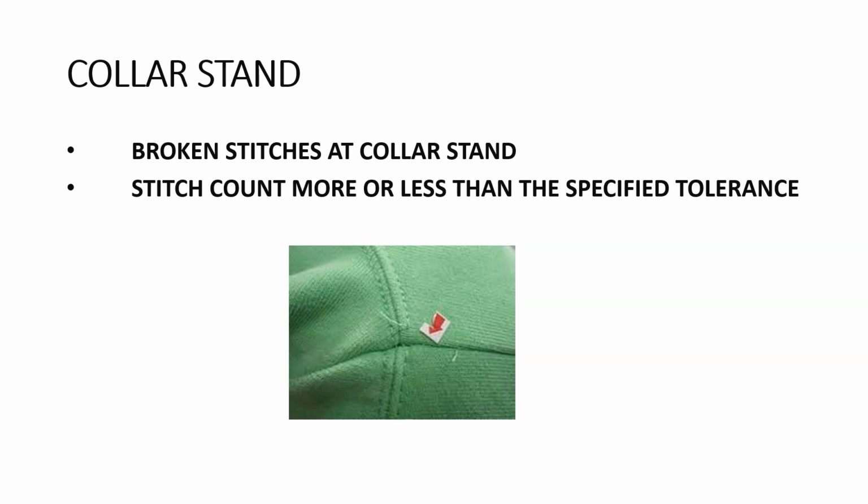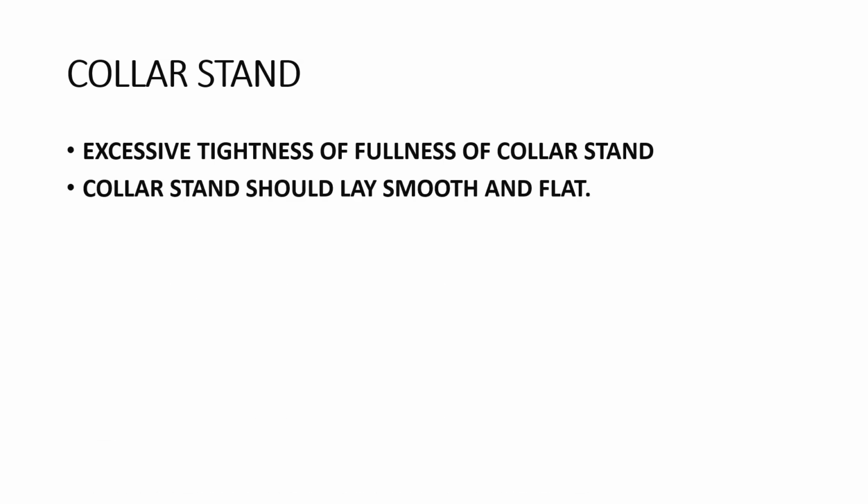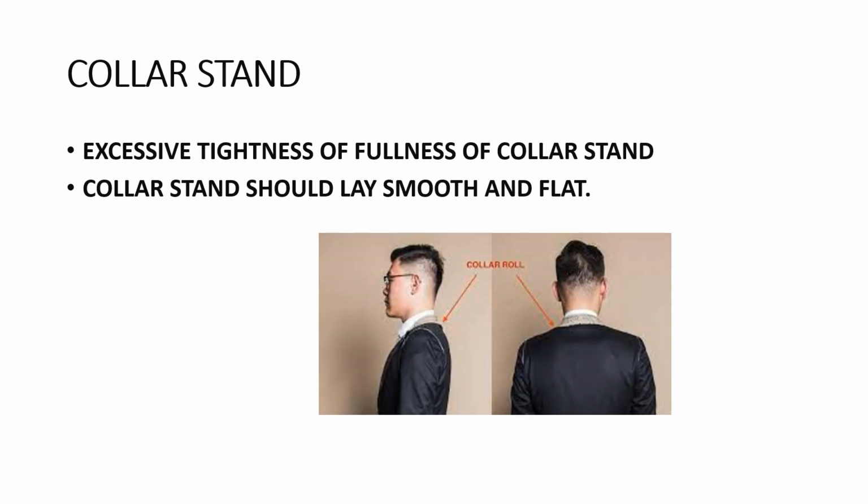Now when you come to the collar stand, broken stitches are not permitted at the collar stand, and the stitch count, more or less than the specified tolerance, should be maintained. How a broken stitch looks is shown here in the figure. Now the collar stand also involves excessive tightness and fullness. The collar stand must not be too tight or too full, and it should lay smooth and flat. So these are the important photographs of collar stands.